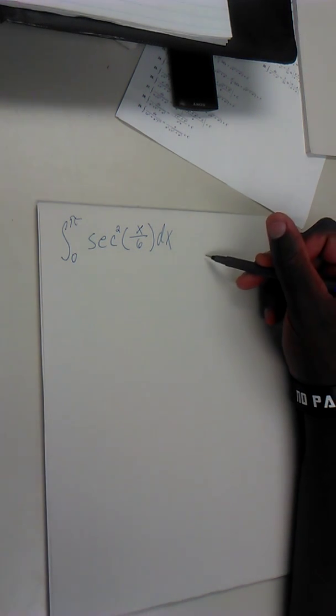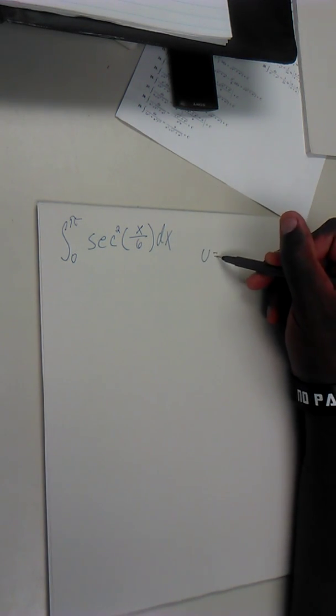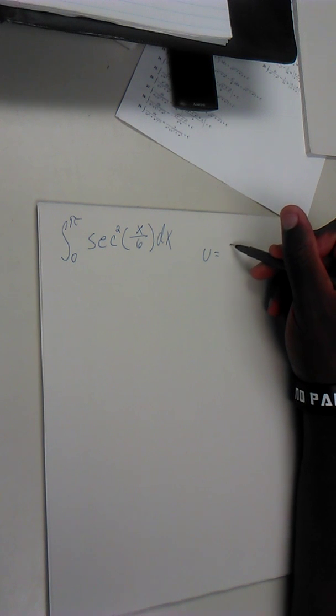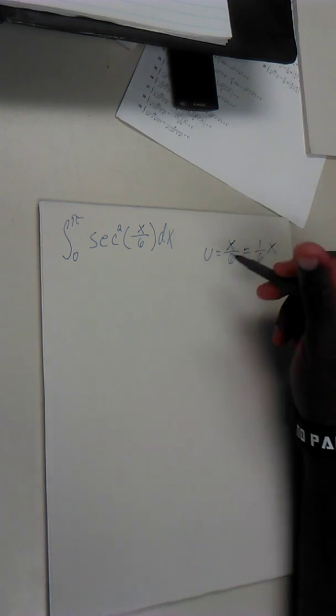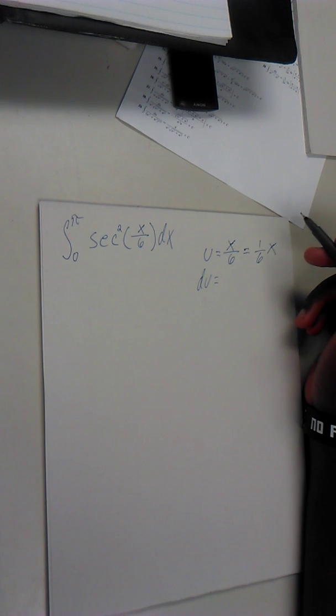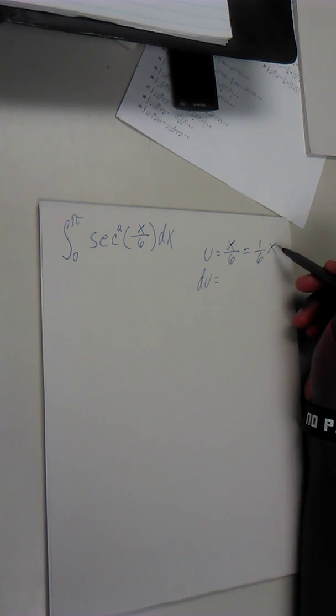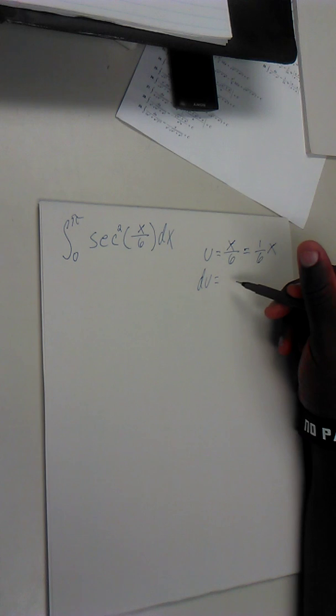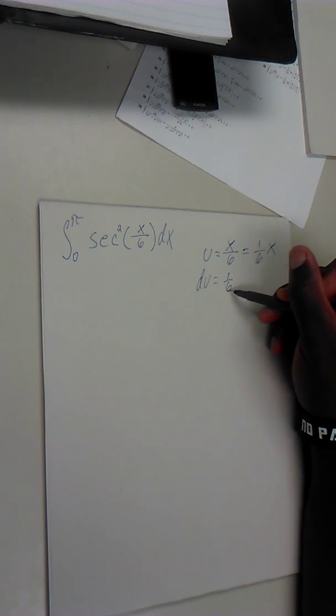Let's go ahead and make our u equal to x over 6. So that's the same as saying 1 over 6x. Remember, I like to always break everything down to its simplest form. So the derivative of 1 over 6x, remember derivatives get rid of the variables, so you're looking at a 1/6 dx.